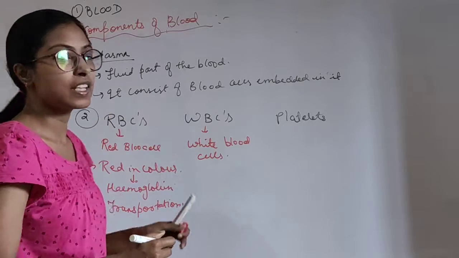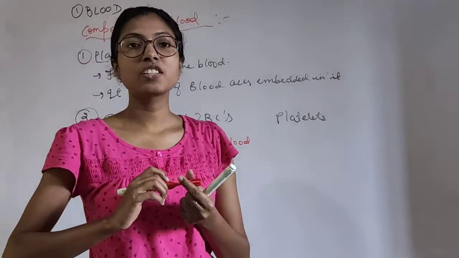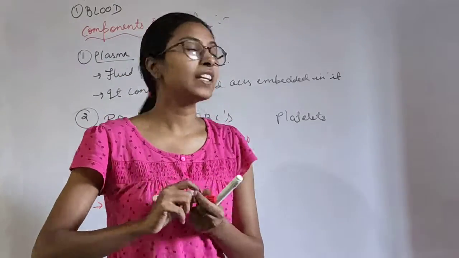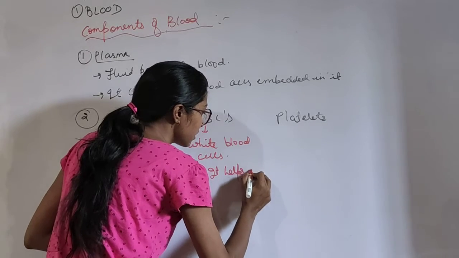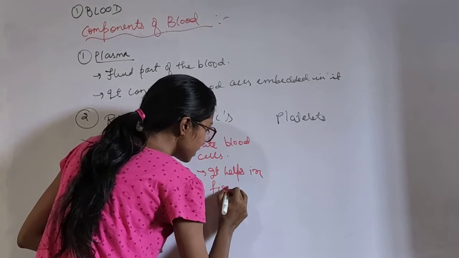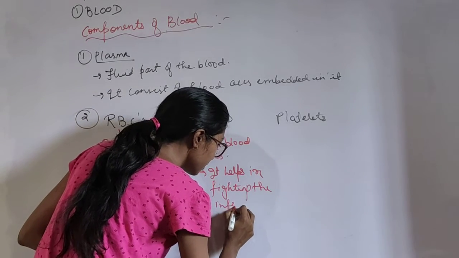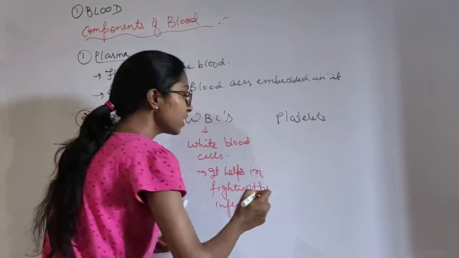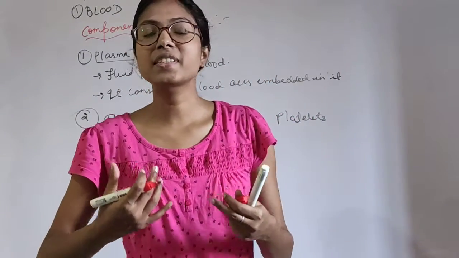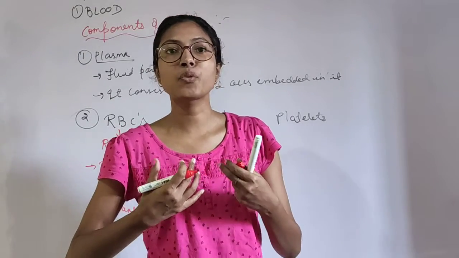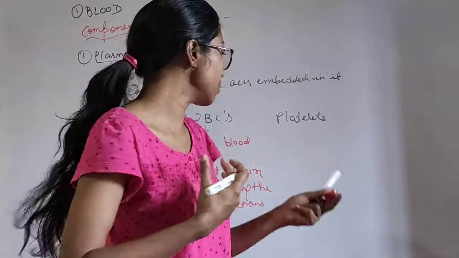Now here, white blood cells. White blood cells are of various types. So white blood cells, what is its function? Its function is that it helps in fighting the infections. Means it protects our immune system. It's like a soldier, like an army in our immune system, and protects the immune system from various kinds of infections which may occur. So this is the function.